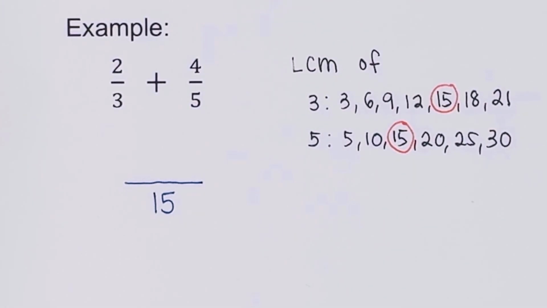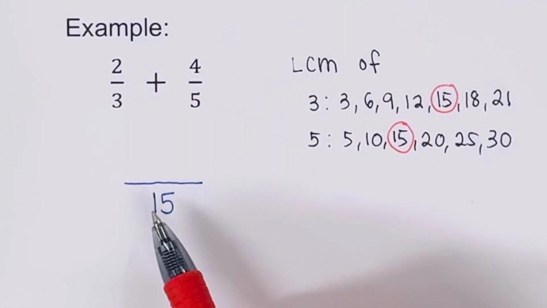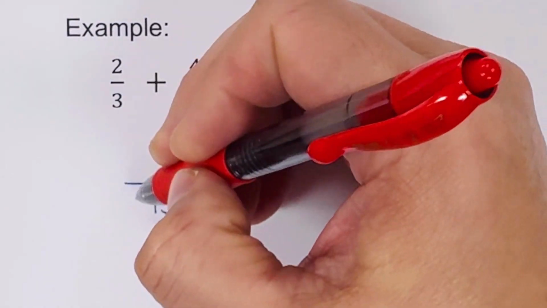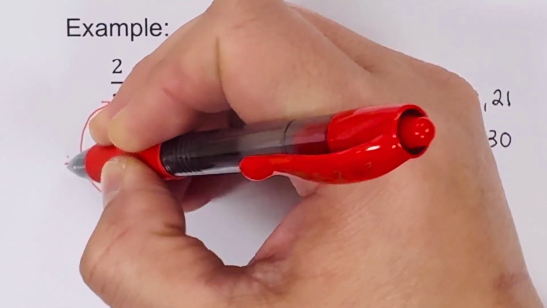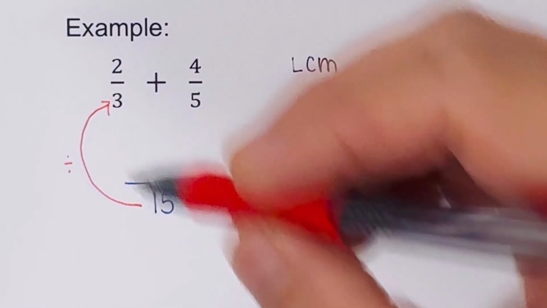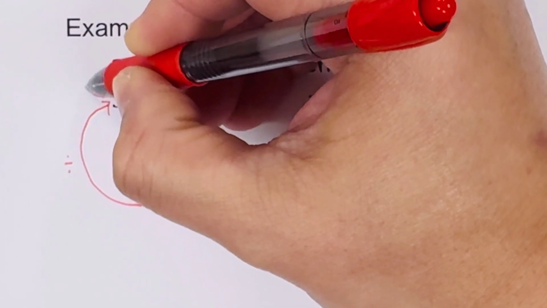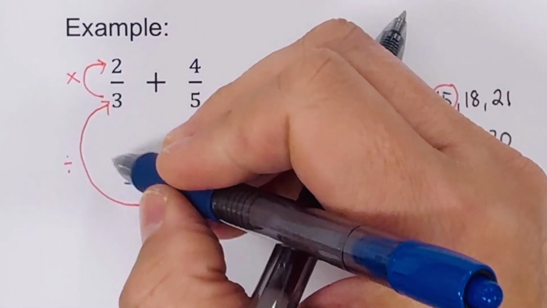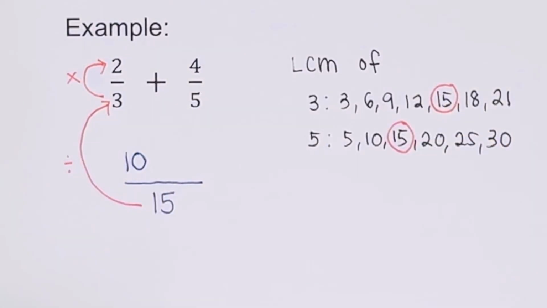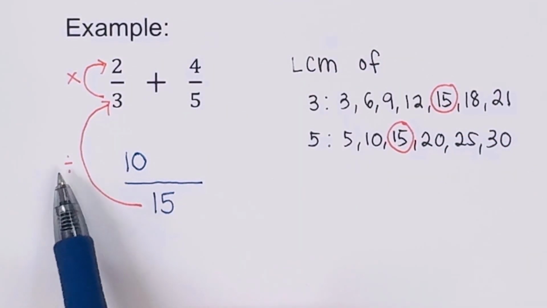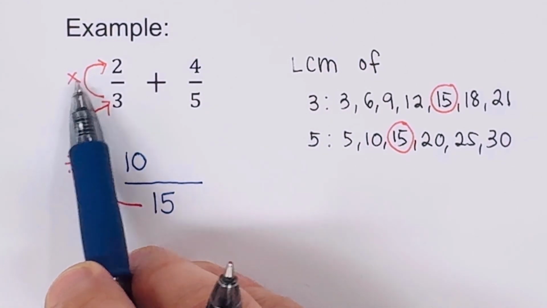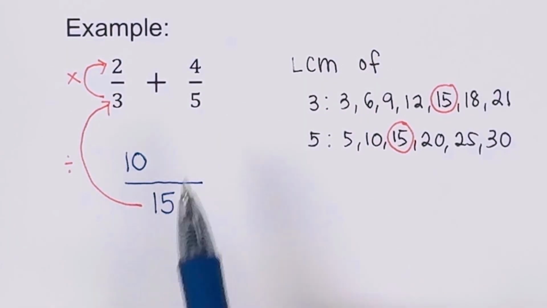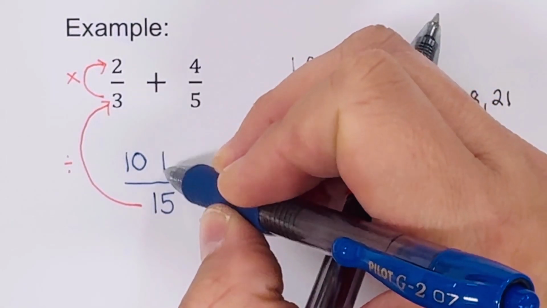Now what we do next is we are going to first divide this 15 by 3. So 15 divided by 3 is 5. And then 5 times 2 is 10. So the first number that we're going to have here will be 10. Again, 15 divided by 3 is 5, 5 times 2 is 10. And then we have a plus, so we're going to put a plus here.